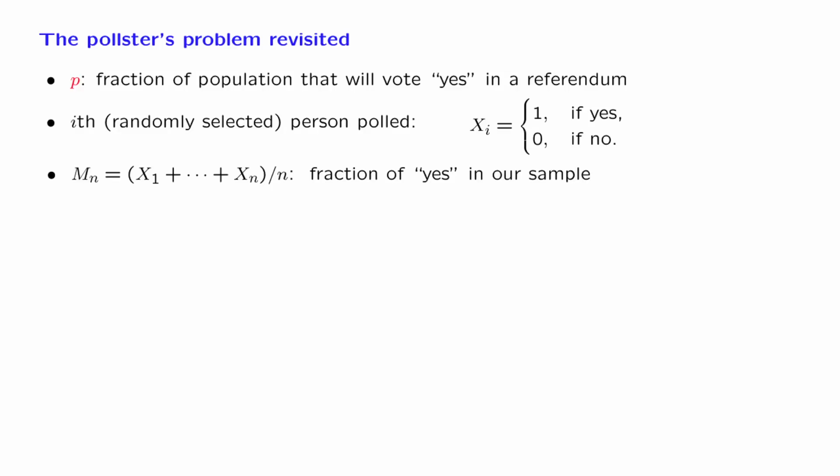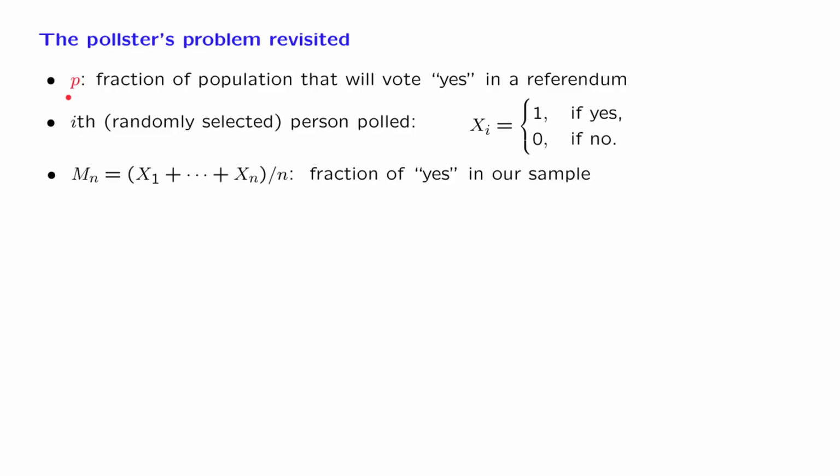We now revisit the polling problem that we have studied earlier. When we first looked at that problem, we used the Chebyshev inequality to obtain certain bounds and numerical results. What we want to do now is instead to use a central limit theorem type approximation, which we hope will be more accurate and more informative.